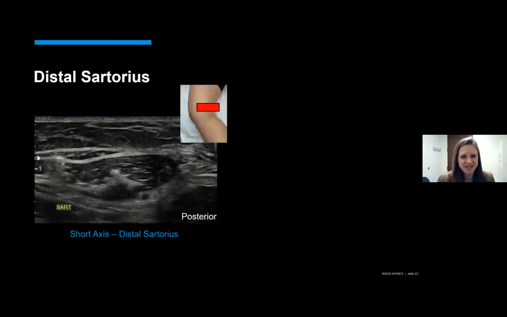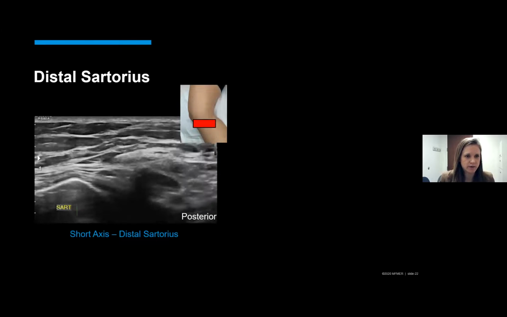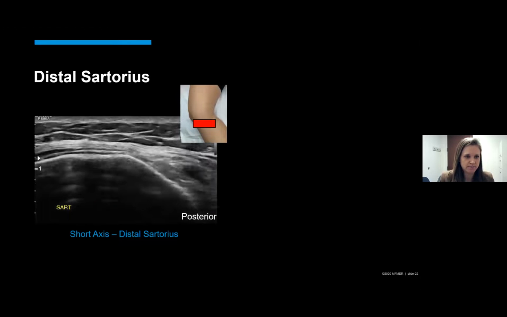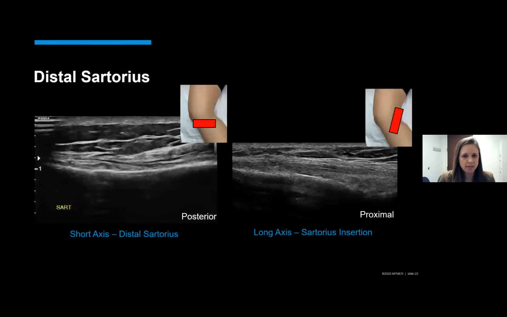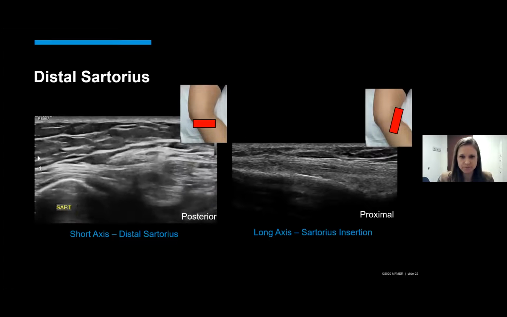Rounding out the pes anserine tendons, you can visualize the distal sartorius muscle, which at the posteromedial knee is largely muscle. It attaches the most proximally of the three pes anserine tendons and has more of a broad fan-shaped insertion than the other two. So you can visualize it as we scan distally here, kind of forming into its broad shaped tendon and eventually inserting onto the anteromedial tibia. Then again, flipping on this tendon in long axis, you can visualize its insertion here onto the anteromedial tibia.